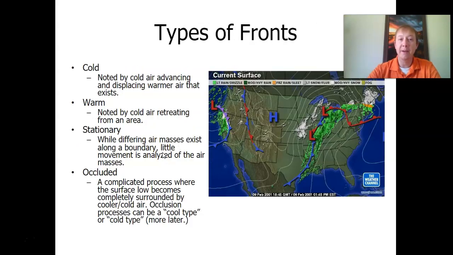Okay. So when we're looking at the types of fronts, there are 4 key types. I'm going to go through just a cold front and a warm front today, and I'll continue with the stationary and occluded fronts, as well as colors, tomorrow.